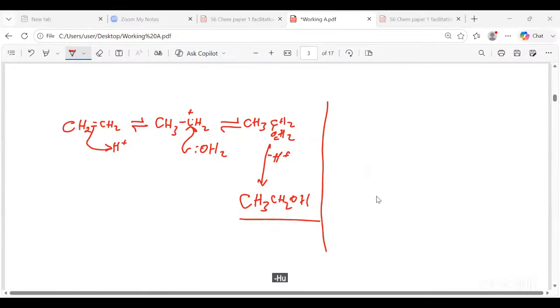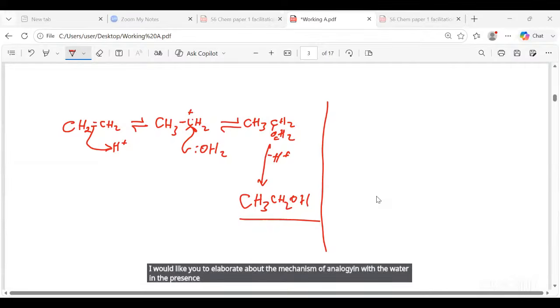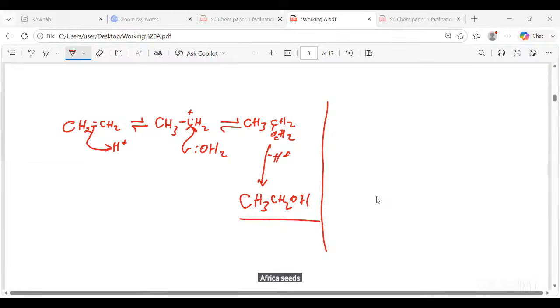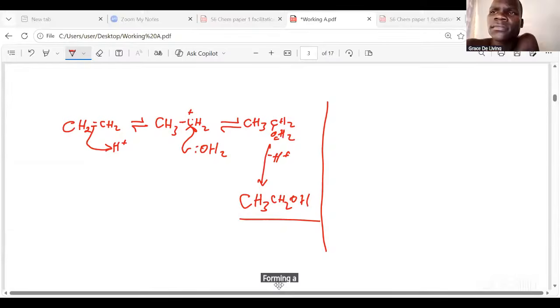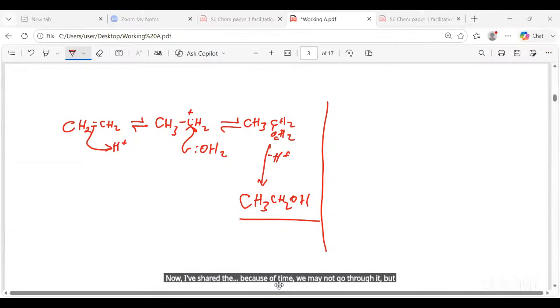Master, I would like you to elaborate for me the mechanism of an alkyne with water in the presence of sulfuric acid under 60 degrees, the formation of a ketone. Now because of time, we may not go through it. I shared that one on this link. There's a link I've put again. Go on that link. That mechanism is already there.